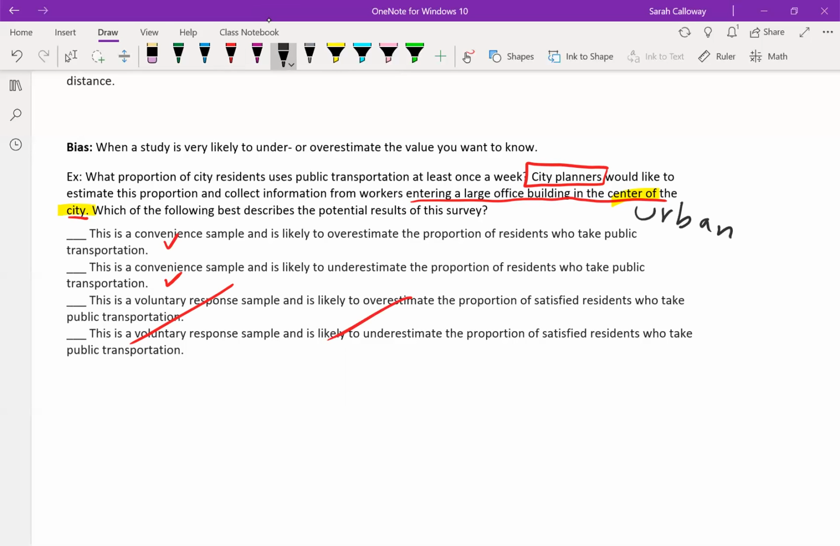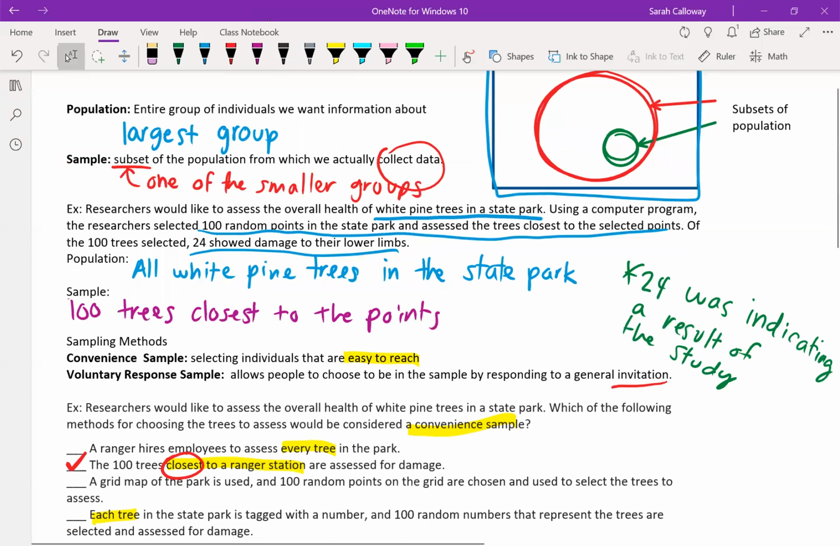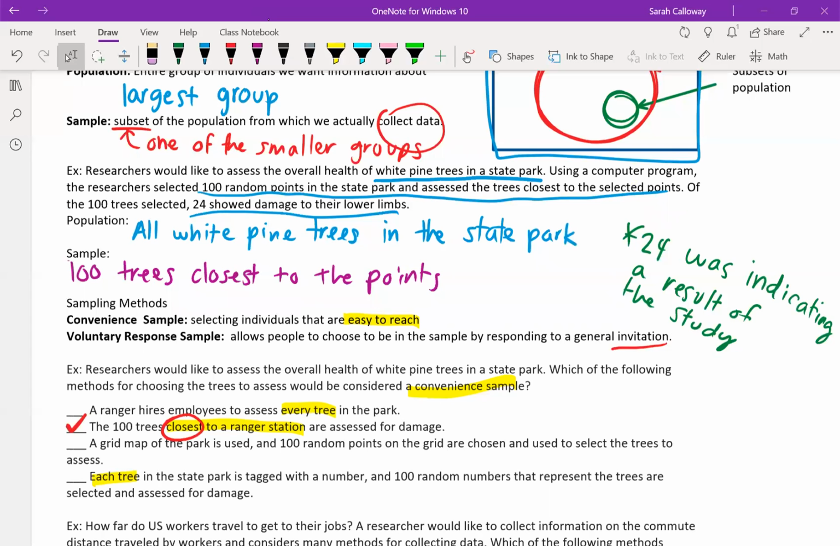So if they are working in an urban area, then are people going to be more likely, overestimate, or less likely, underestimate, to take public transportation? Okay, so there's a lot less parking, parking's expensive, that kind of thing in the city center. And so this is likely to be an overestimate because we're talking about the city center. Okay, so that is all of the concepts that it went over in the first section of chapter 4. So again, really just vocab and understanding what situation relates to each of the vocab words.